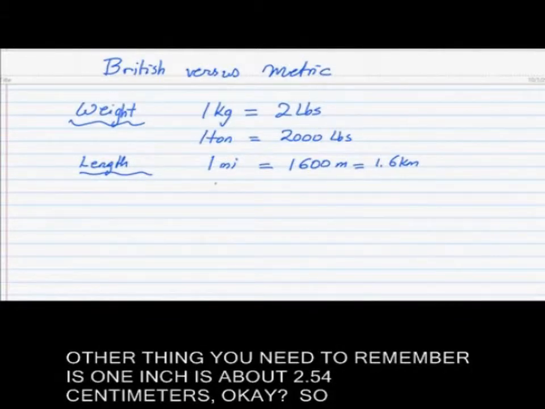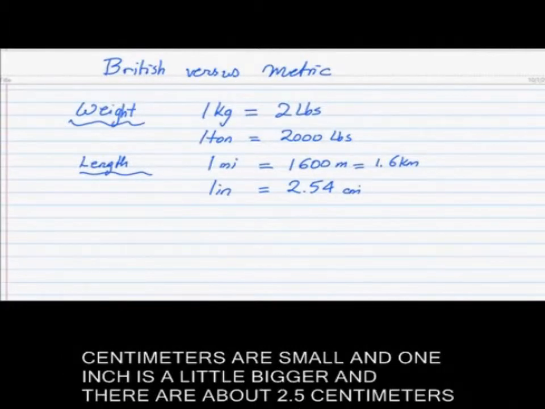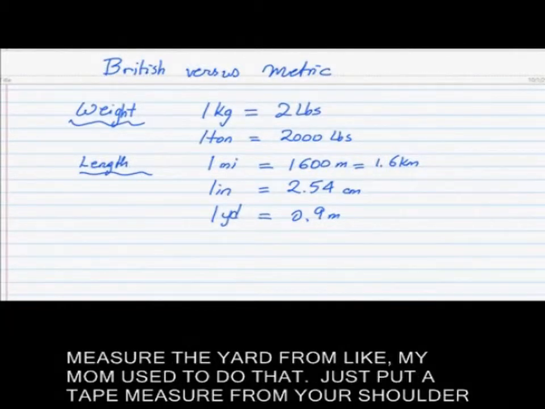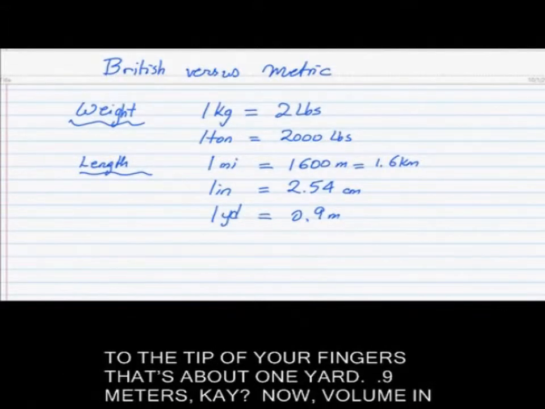The other thing you need to remember is 1 inch is about 2.54 centimeters. Okay, so centimeters are small and 1 inch is a little bigger, about 2.5 centimeters in 1 inch. Yards and meters are fairly close. 1 yard is 0.9 meters. You can measure the yard, like my mom used to do: just put a tape measure from your shoulder to the tip of your fingers. That's about 1 yard, 0.9 meters. Okay?